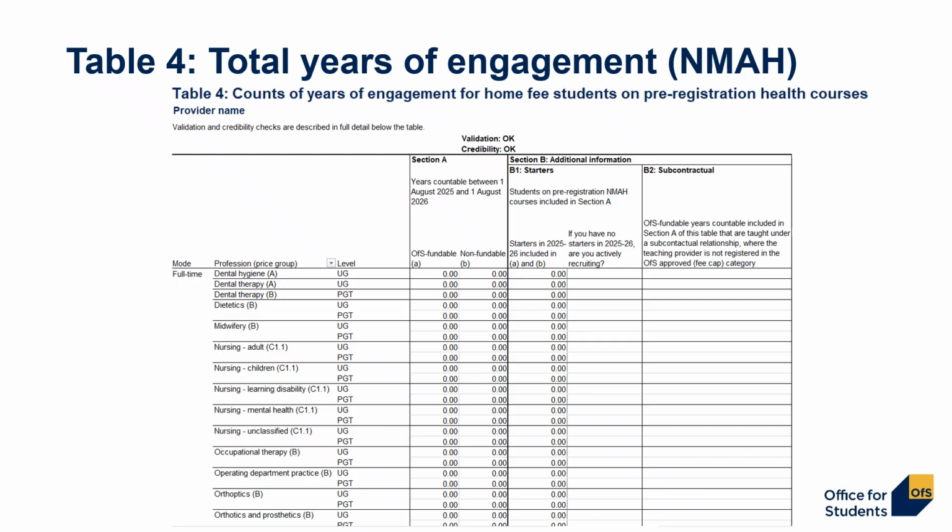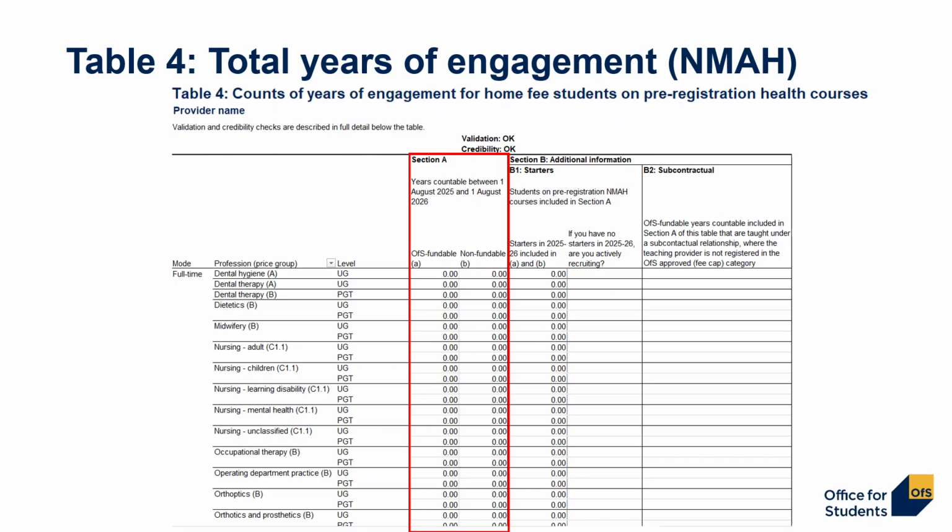Table 4 is only used to record home fee students on what are known as pre-registration nursing, midwifery and allied health profession courses. For this reason, they are sometimes known as NMAH courses, N-M-A-H, or sometimes just as the health courses. We collect this data to allow us to calculate a specific funding stream for these courses, the NMAH supplement. Most providers won't need to use it unless they run any of these courses, and for those that do, they'll see that section A has a familiar structure to what we have already seen in other parts of the workbook.